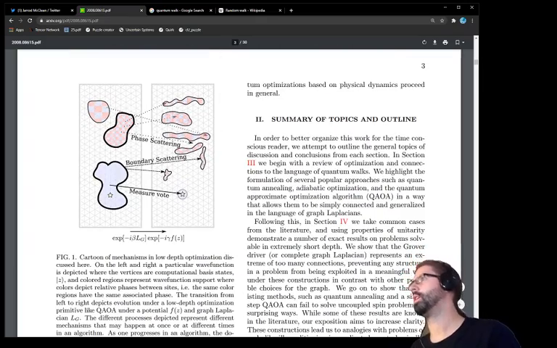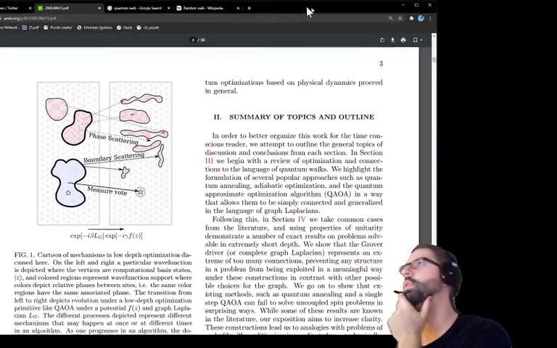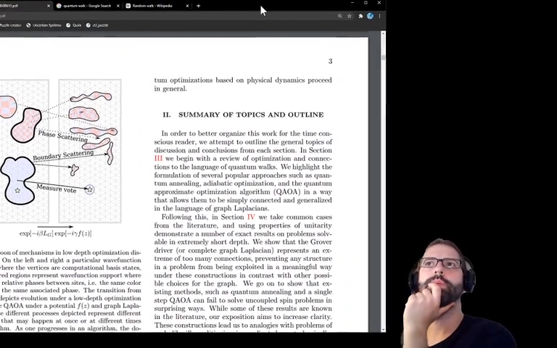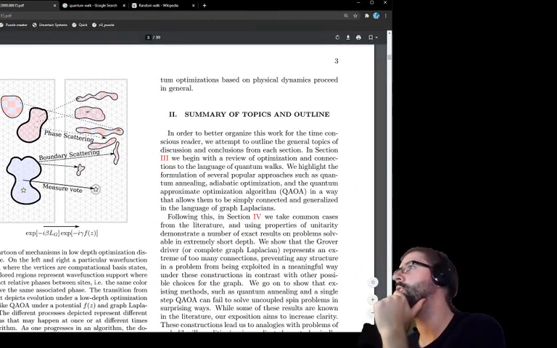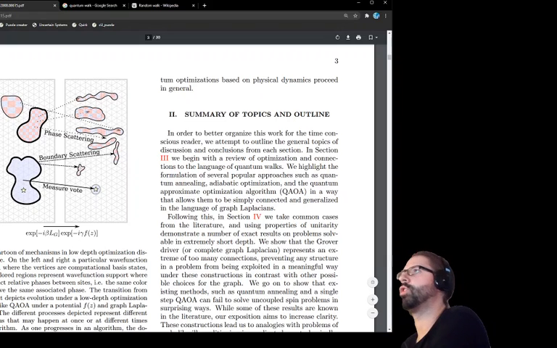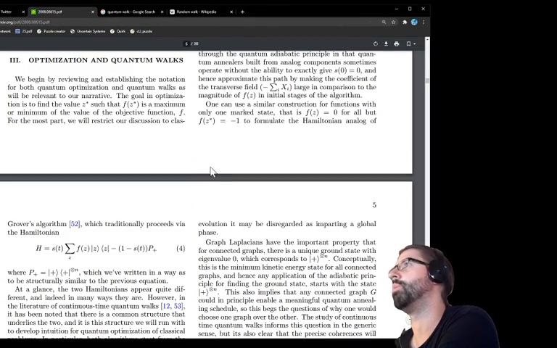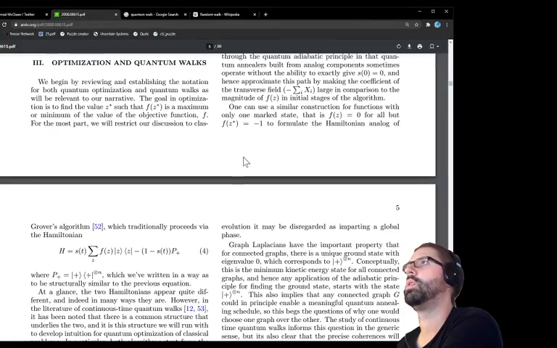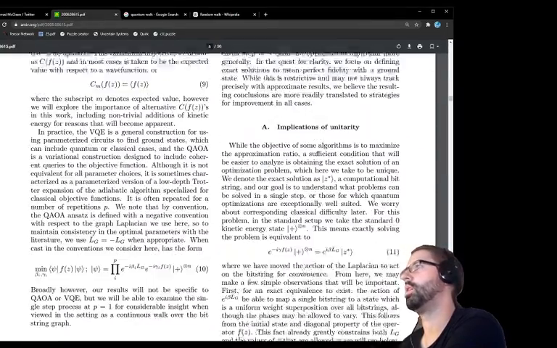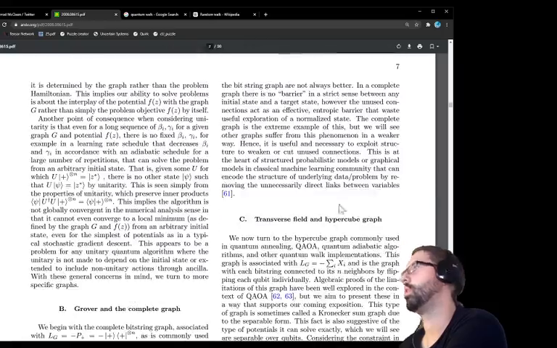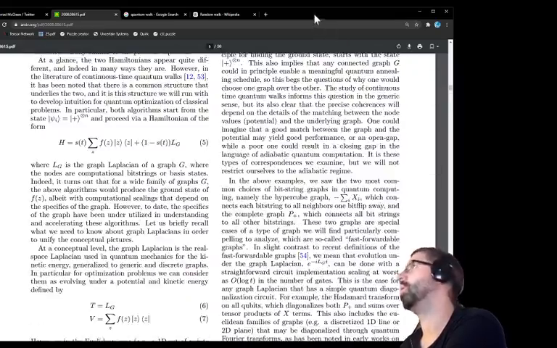So in order to better organize this work for the time-conscious reader, we attempt to outline the general topics of discussion and conclusions from each section in section 3. Okay, so section 3 has the general topics of discussion and conclusions. So there could be another section to jump to. Okay, so that's where we should probably go.